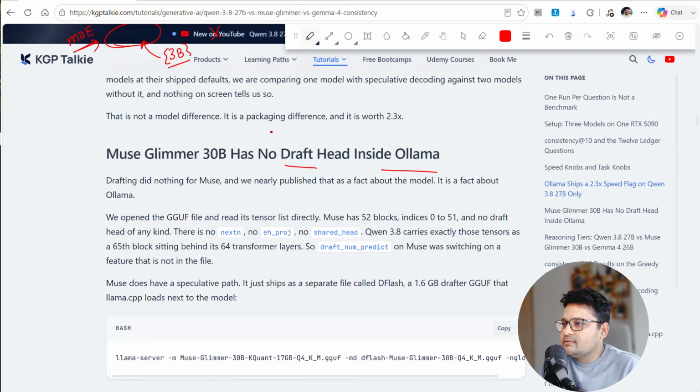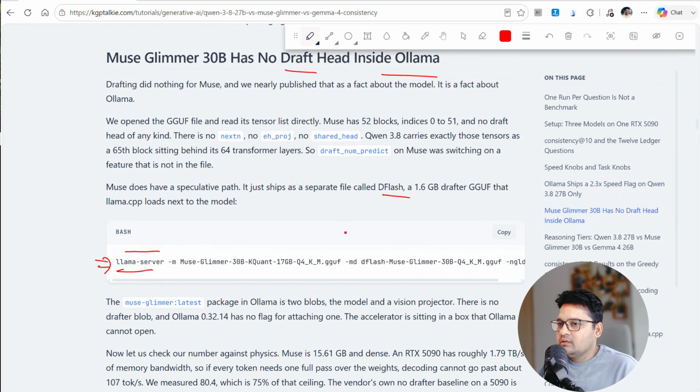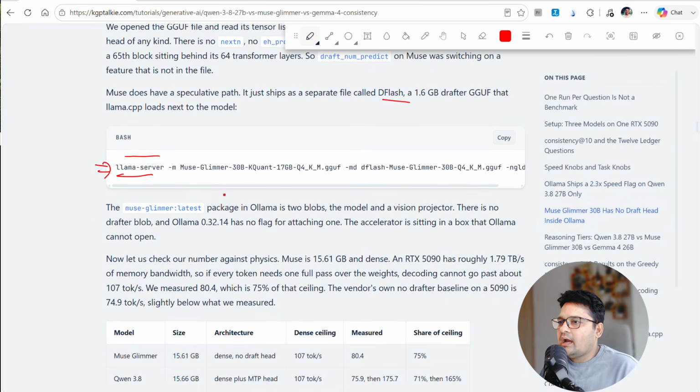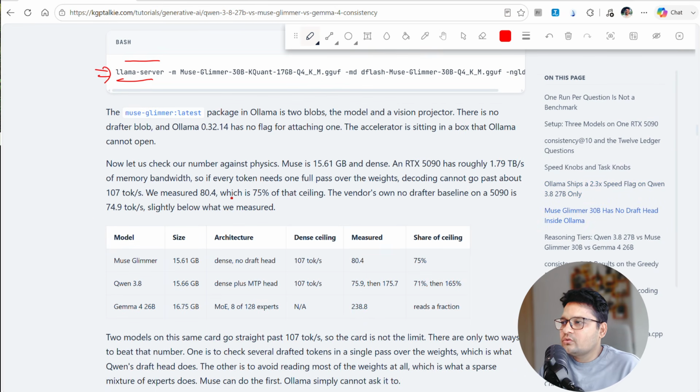So what it actually has is the DFlash technology. It is a separate file which needs to be downloaded so that you can run it inside the Llama server. Once you download it, you can simply run this command here. By the way, the article link is already given in the video description. Then you can simply run this command, and thereafter you will see your Muse Glimmer model has started generating at a higher token speed.